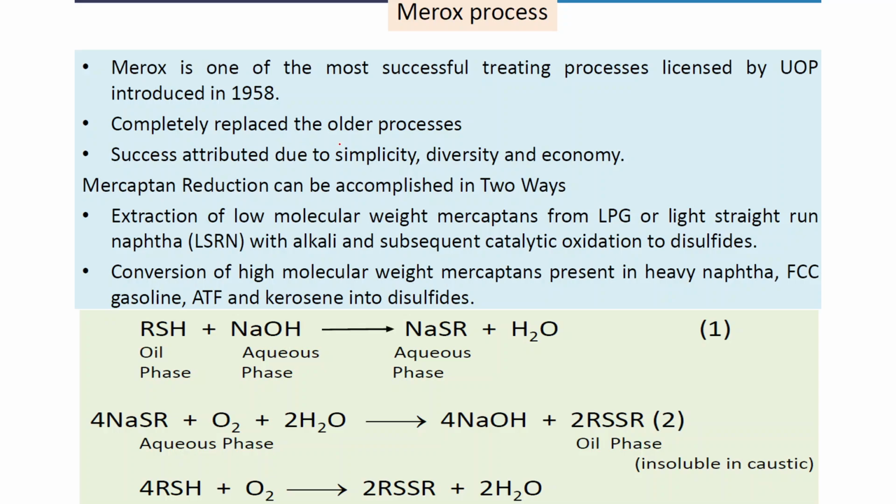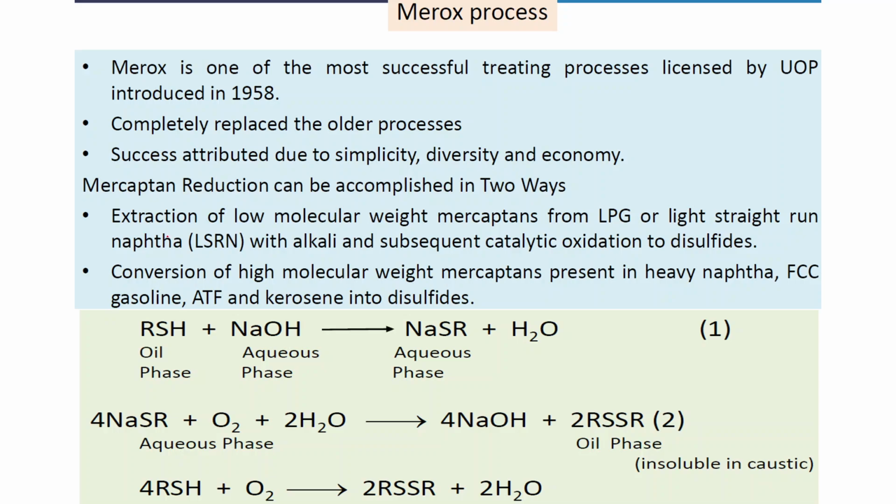This is the most used method for the removal of sulfur. That is the MEROX process. It is one of the most successful treating processes licensed by UOP, which was introduced in 1958. And this method completely replaced all other methods. It is one of the most simple and economic procedures.